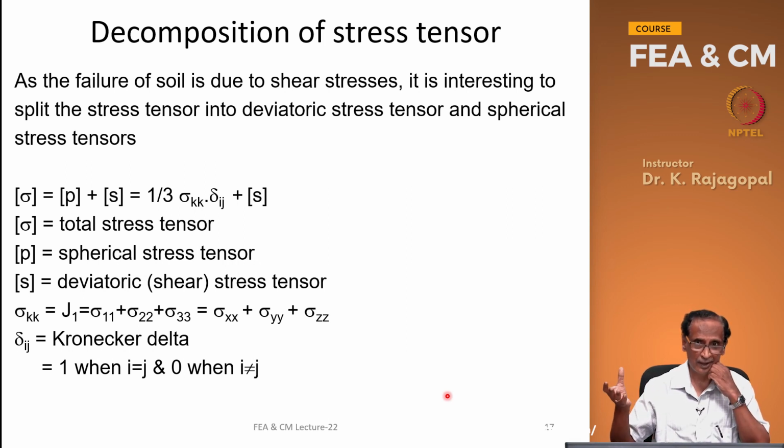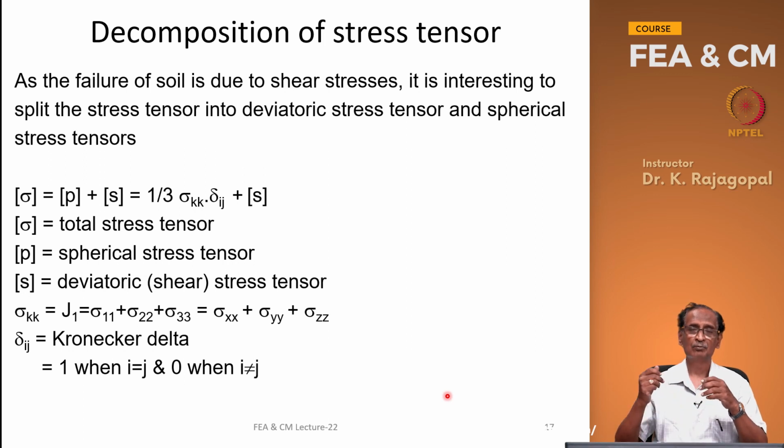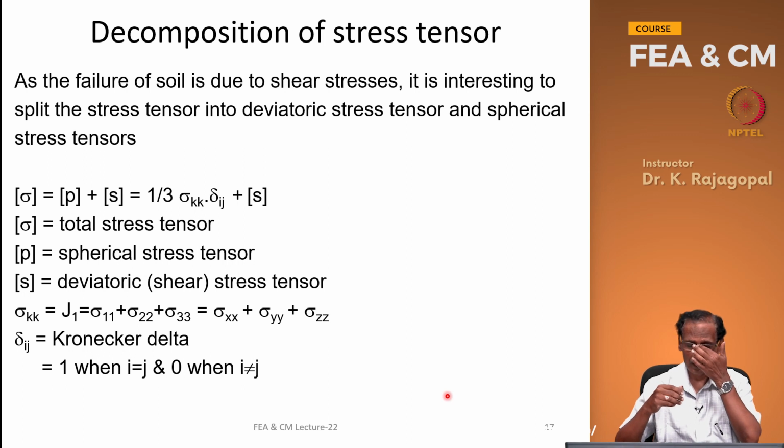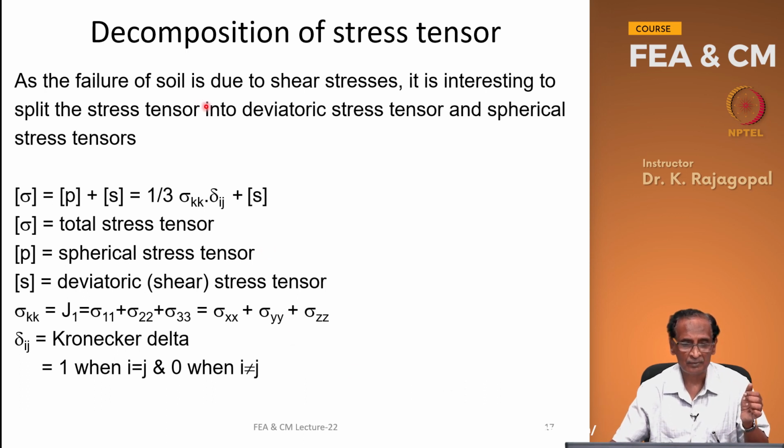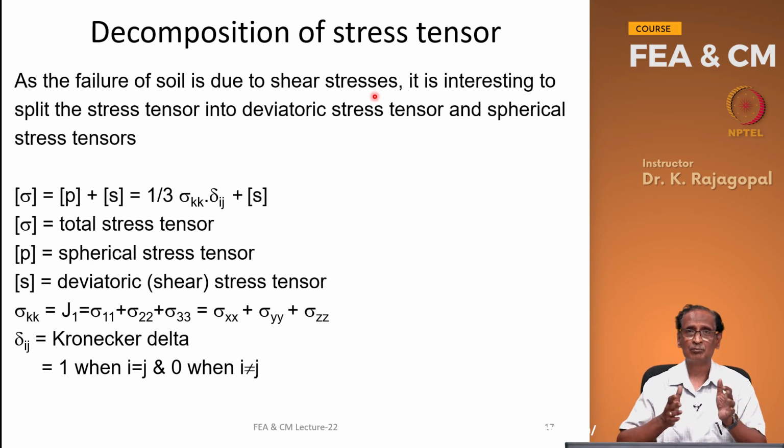In fact, it is so high that we do not really bother defining the compressive strength of the soil. Similarly, we do not define any tensile strength because we know that it is negligible, but it has some finite shear strength. So, we talk in terms of the shear strength of the soil. As the failure of the soil is due to shear stresses, it is interesting to split our stress tensor into 2 parts. One is a deviatoric part and the other is the spherical stress tensor.